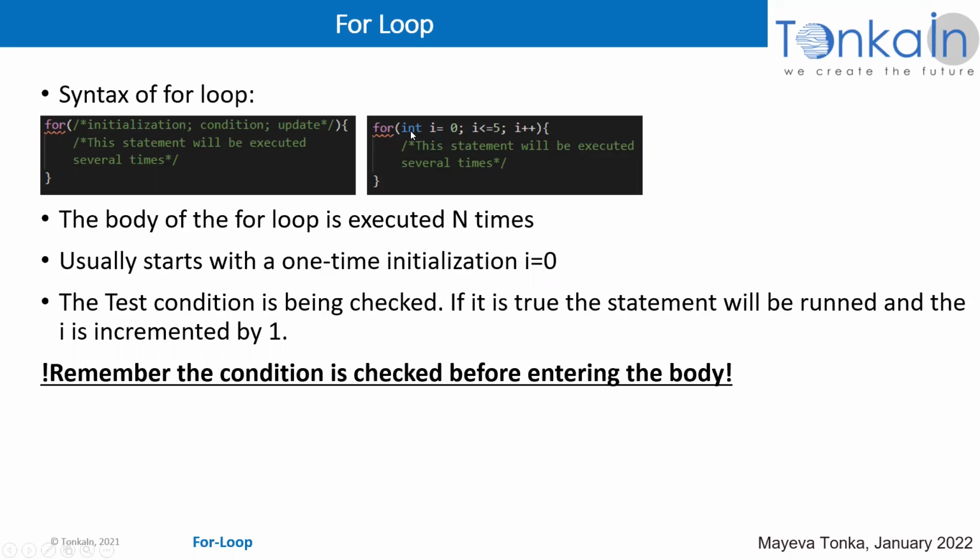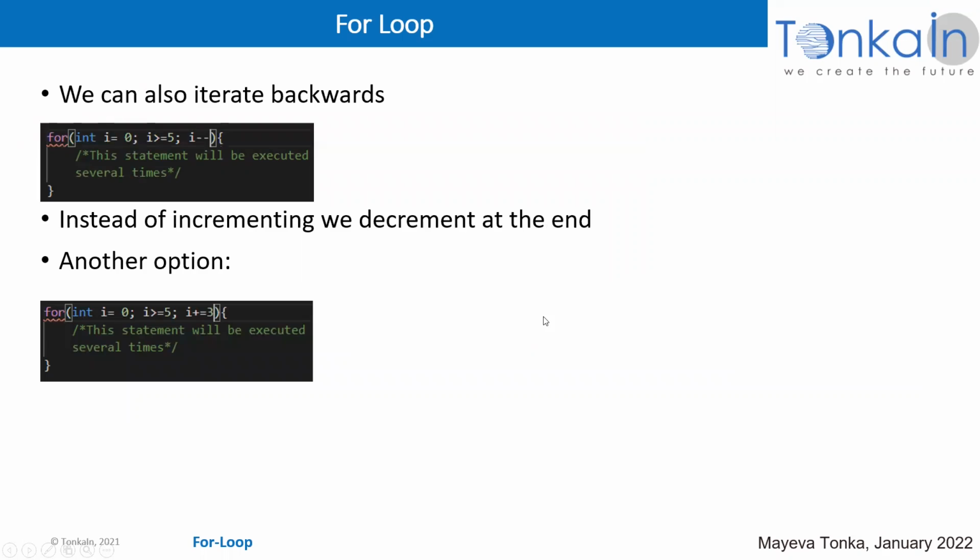The test condition is being checked, so we always check whether I is inferior or equal to 5. If it's true, the statement will be run and the I is incremented by 1. Remember, the condition is checked before entering the body, so it is checked before we enter this part of the body. We can also iterate backwards.